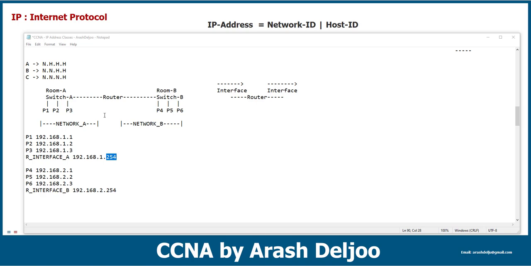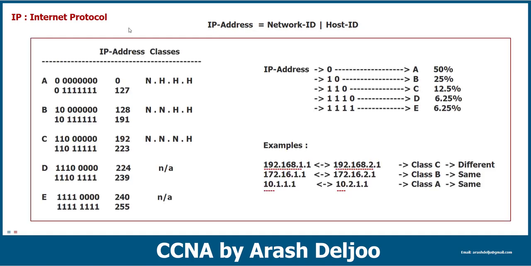Okay, and after that, until now, we learned about the switch function, intra-network communication between devices or hosts in one network, and the router's inter-network communication between devices in two or more networks. Very good. This is only a simple example. You will learn more than this in the future videos about network ID, host ID, and addressing. Until now, we learned about the IP address classes, specifically class A, B, and C.